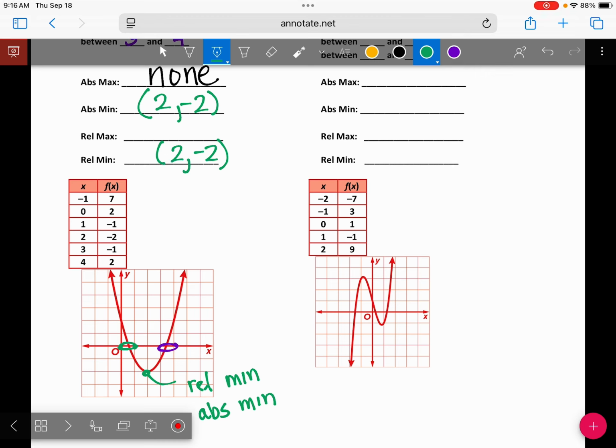This graph doesn't have any hilltops, so we also don't have a relative max. There are no maximums at all in that graph. Any questions?